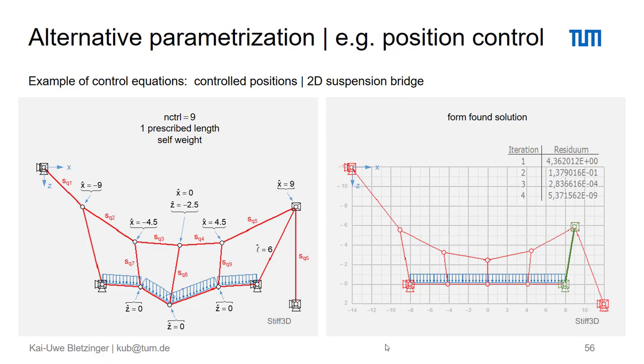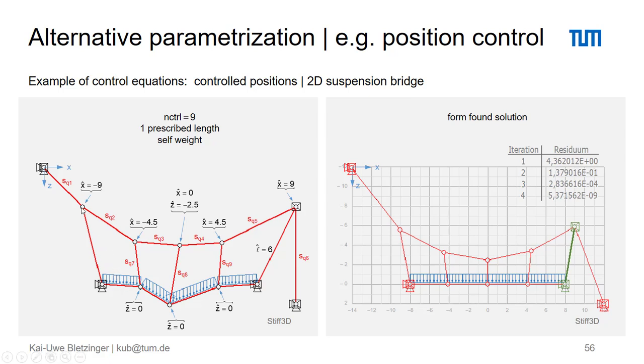And there we have an example of how we can apply that, for the control of coordinates of nodes in our cable net. That is an example of a 2D suspension bridge. Here we have the suspension cable and the hangers. We have the deck with the self-weight. Again, we can simultaneously add our self-weight.